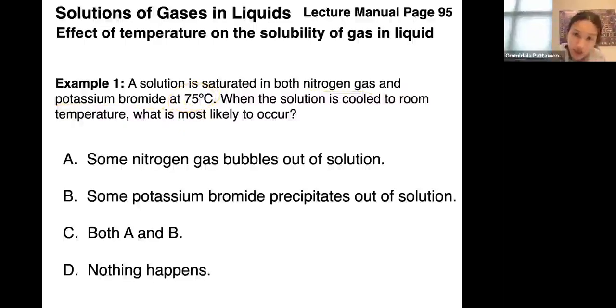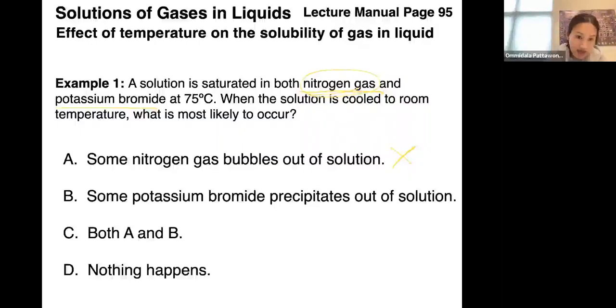So for this example, we will need to look at the effect of temperature on the solubility of gas in liquid, right, and of solid in liquid. Okay, so let's take a look at the first choice. Some nitrogen bubbles out of solution. This is not true because, as we saw before, the solubility of gas in liquid increases as temperature decreases. So as the temperature gets cooler, you can actually dissolve more of the nitrogen gas. So this is not true.